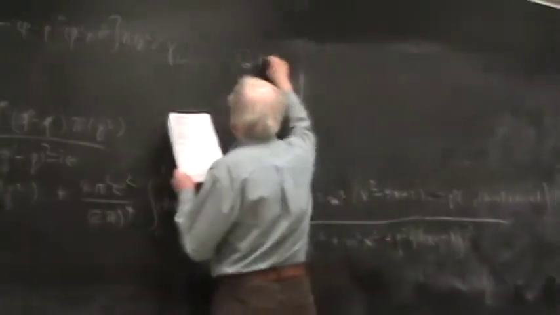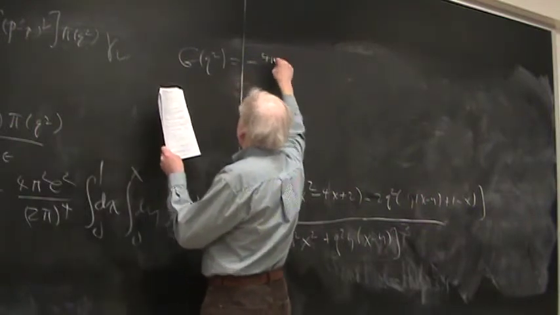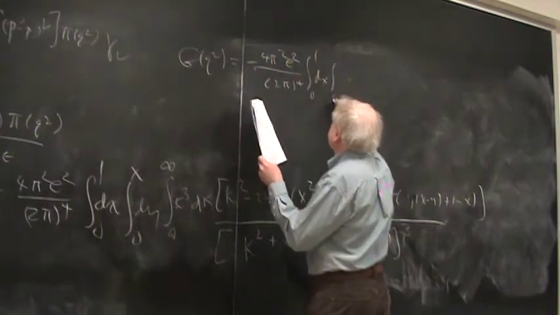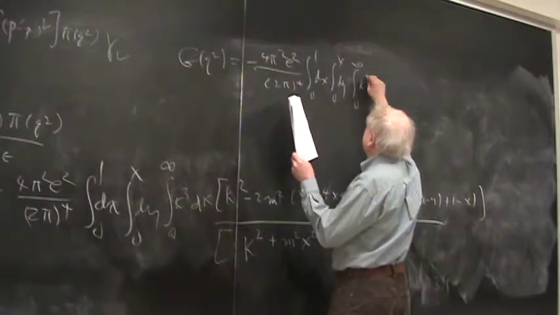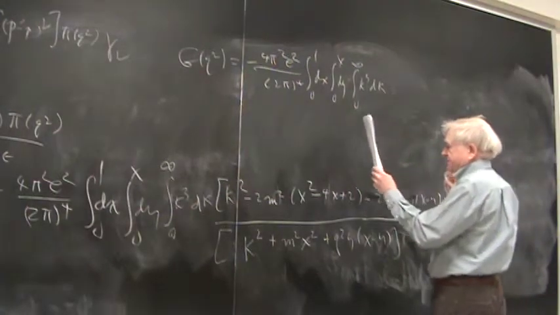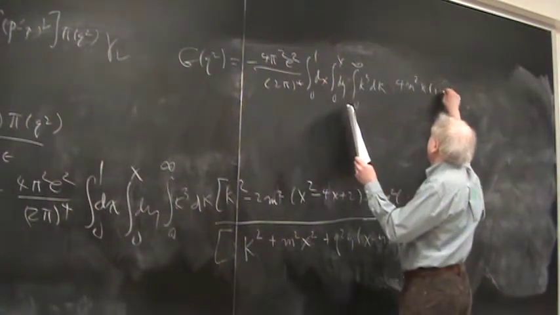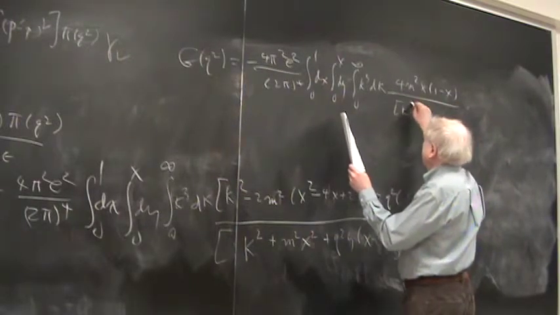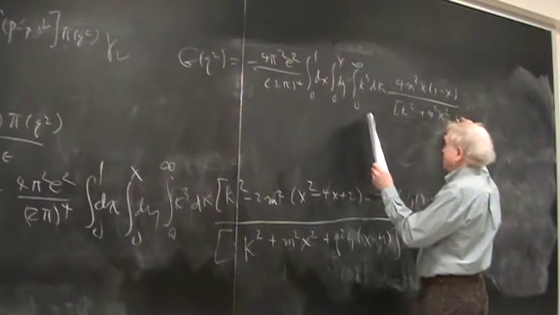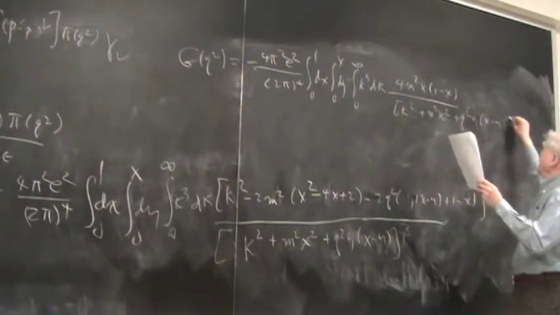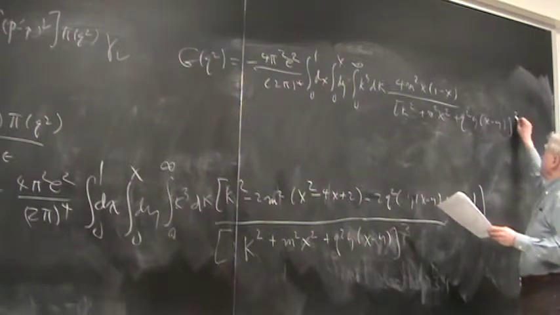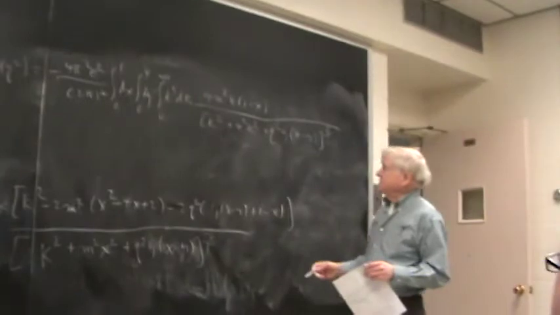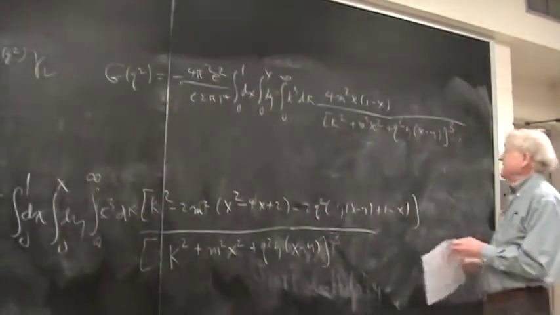Moreover, g of q squared is minus 4 pi squared e squared over pi to the 4th, integral 0 to 1 dx, 0 to x dy, 0 to infinity, kappa cubed d kappa. This is actually, well, it's obviously finite. 4m squared x, 1 minus x, is just a little more complicated, divided by kappa squared plus m squared plus q squared y x minus y. Okay, so that's a 3. All right, so that's what g is in general, and it's finite because this is basically d kappa over kappa cubed.